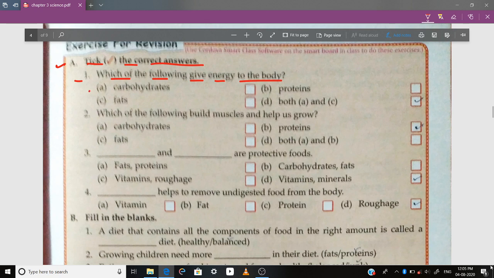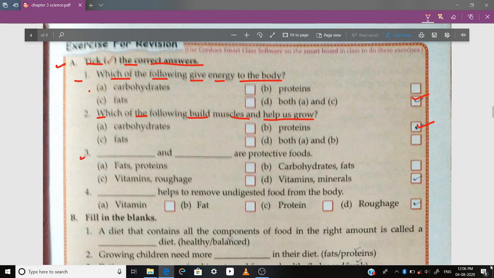Carbohydrate, fat, protein, both A and C. So of course both A and C, because carbohydrates and fats both give energy to the body. Next, which of the following builds muscles and helps us grow? So the right option is protein, because protein helps us grow and helps to make muscles in the body.